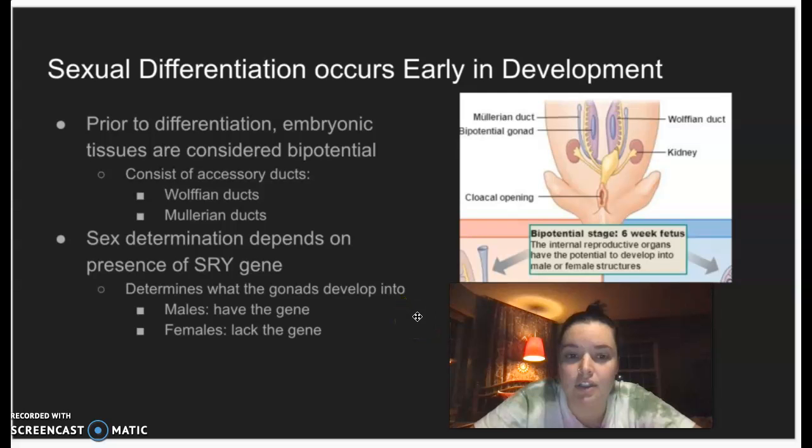And then sex determination will depend on the presence of the SRY gene. The SRY gene is what determines what the gonads will develop into, what ducts will proceed, and what ducts will no longer be there. Males have the gene, and females lack the gene. In males, the gonads will turn into testes, and in females, the gonads will turn into ovaries. And this is based solely on the SRY gene being present or not. Once again, in males it is present, and in females it's not present.